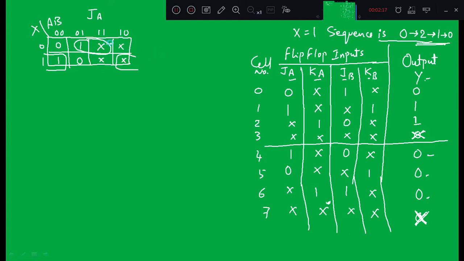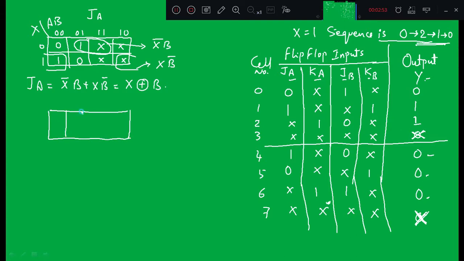So what is the expression for this group? It is X bar B, and for this group it is X B bar. That means the Boolean expression for JA is X bar B plus X B bar, which is equal to X XOR B. Now we'll put a K-map for K.